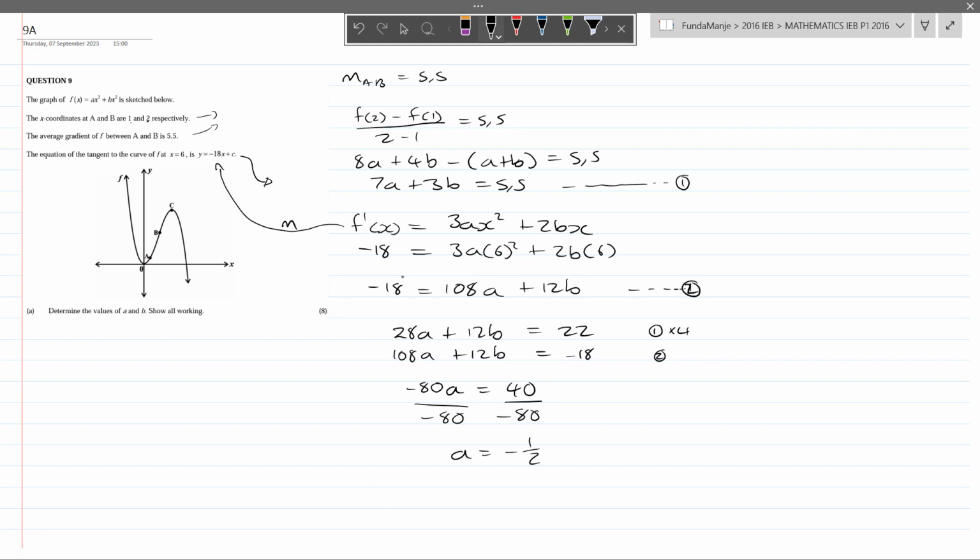Then we can now find the value for b. So 7a plus 3b equals 5.5. Substituting a equals negative a half, 7 times negative a half plus 3b equals 5.5. We get 3b equals 5.5 plus 7 over 2, all over 3, because we're going to divide by that 3. And then from this we get that b equals 3. So a is minus a half and b equals 3.